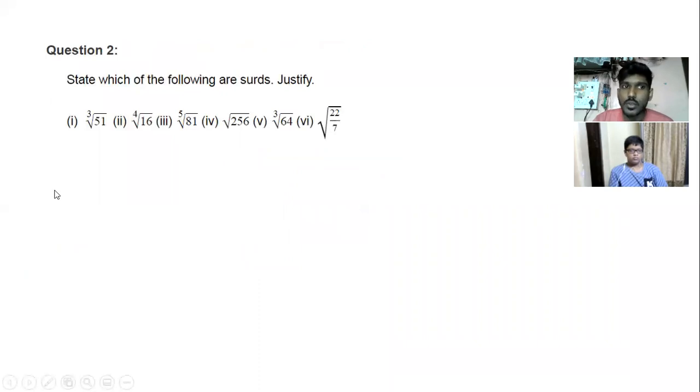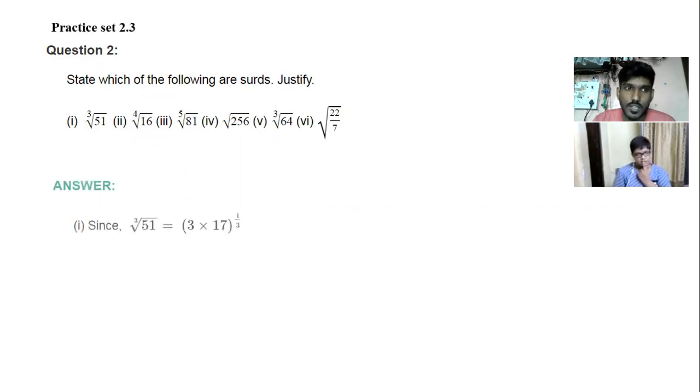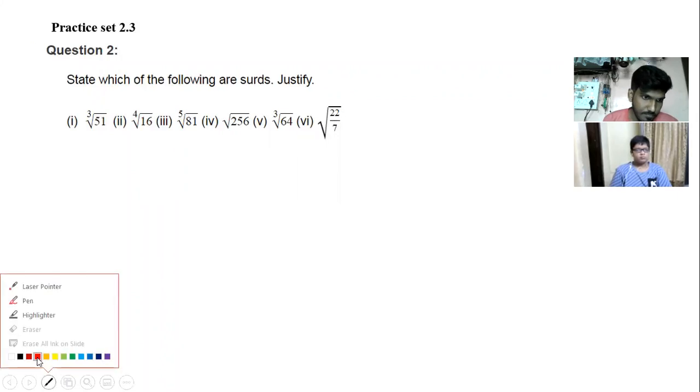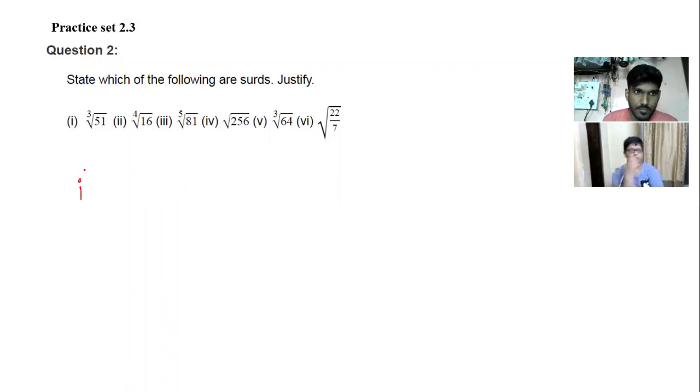Okay, in question number 2, you have to state which of the following are surds, and you have to justify. So you have to identify which is a surd or not. So let's start with the first one. First one is cube root of 51. Is this a surd?